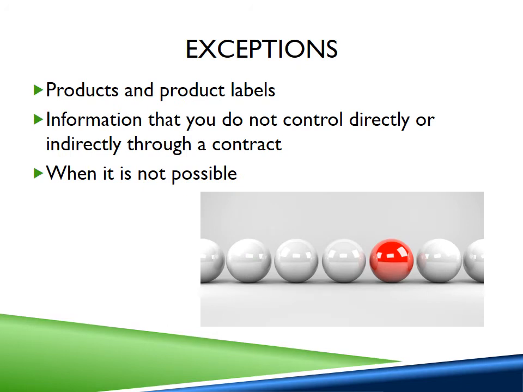There are exceptions to the accessibility requirements outlined in the legislation. The Information and Communication Standard does not apply to products and product labels, information that the organization does not control directly or indirectly through a contractual relationship unless your organization is involved in the education or training as defined in this regulation. Information and communication where it is simply not possible to convert. This generally applies to circumstances where the technology to convert the information is not readily or reasonably available.